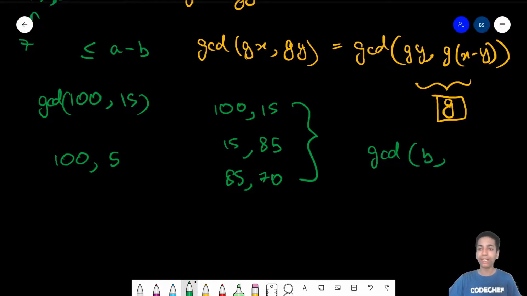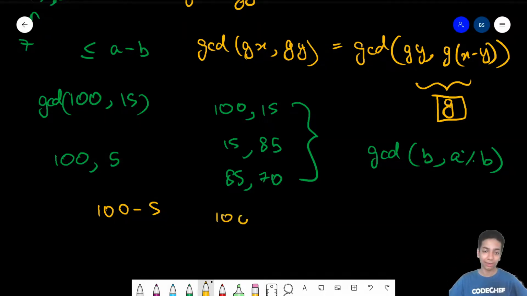So b comma a minus b can instead be written as b comma a mod b, right? So this is nothing but keep on subtracting it. So from 100, if I keep on subtracting 5, right, I don't have to do it again and again. I can directly, what's the first step after which I'll not be able to subtract? So that is 100 mod 5. In this case, it comes out to be 0.